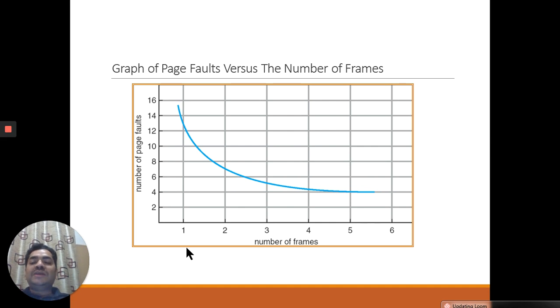The normal phenomenon is that if we increase the number of frames, the page faults will decrease. This is normal: if we increase the space of frames, from 3 to 4 and 4 to 5, the page faults will decrease.